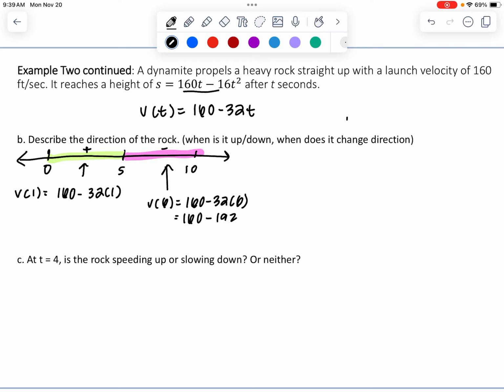And so we know it's going up and then it's going down. So that also helps us with the direction of the rock, but I'm going to erase that right there. So now I have to give a little explanation. And so I'm going to say the rock is moving up between 0 < t < 5, because velocity of t is greater than 0 on that interval.